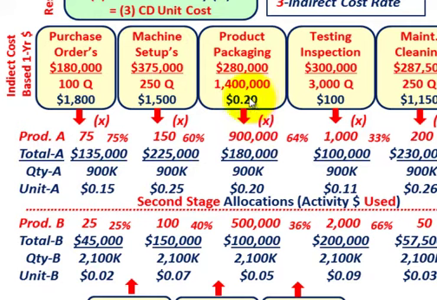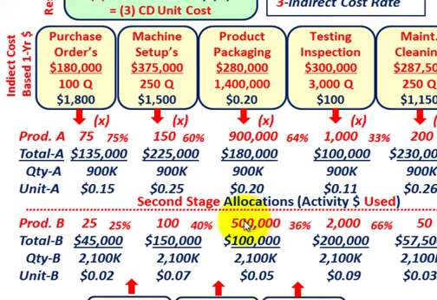Again, and we had that at 20 cents a piece. So that's 180,000 divided again by the 900,000 here for product A, the units we're processing. Again, this is on a unit basis, so 20 cents here per unit for our product packaging. Again, those are indirect costs.